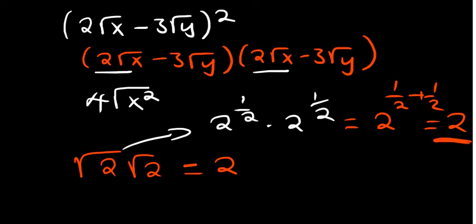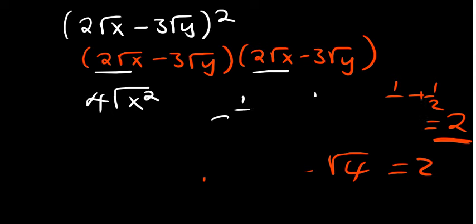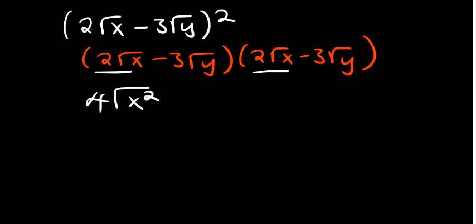The other way in which you can think about this, how do you get to prove it? So it can be root of 2 by root of 2 is the same as root of 2 times 2, which is the root of 4. What is the square root of 4? It's a 2. Okay, so whichever works for you. So the root of x by the root of x is just going to be x.